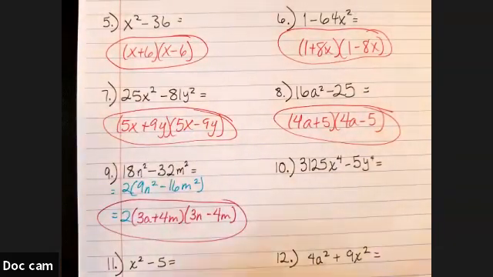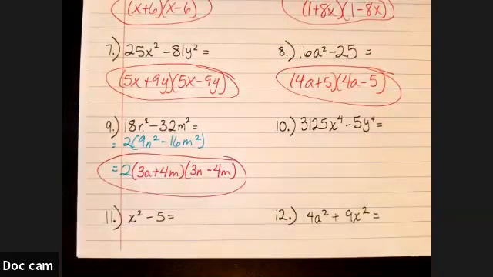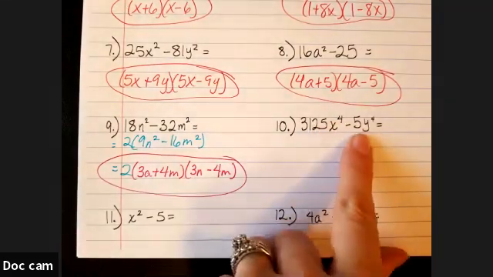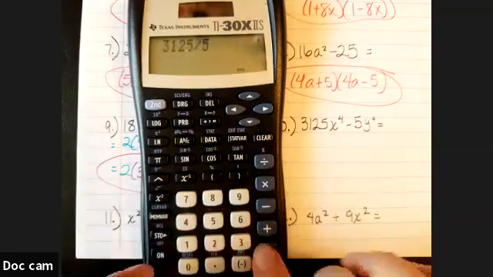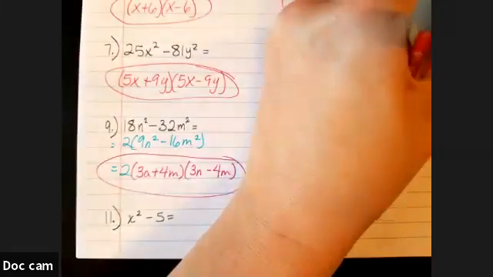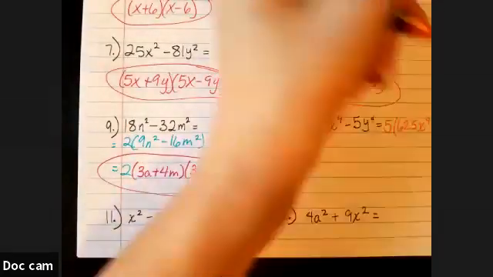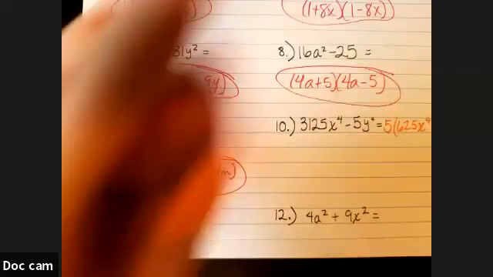And then on number 10, again, you've got to factor out the GCF first. This number ends in a 5, so I know it's divisible by 5. I think I know what the answer is, but I'll just go ahead and use my calculator. 3125 divided by 5 is 625. So factor out the 5 first. And that's 625 x to the 4th power minus, oops, the 5 is gone now, and that's just y to the 4th power.